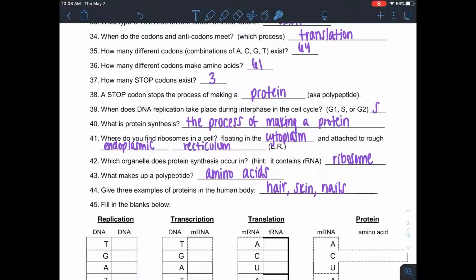All right. What is protein synthesis? Again, it's just the process of making a protein. Synthesize means to make. All right. For 41 here, where do you find ribosomes in a cell? Floating in the cytoplasm, right? So we talked about that quite a few times, the cytoplasm, right? It is not in the nucleus.